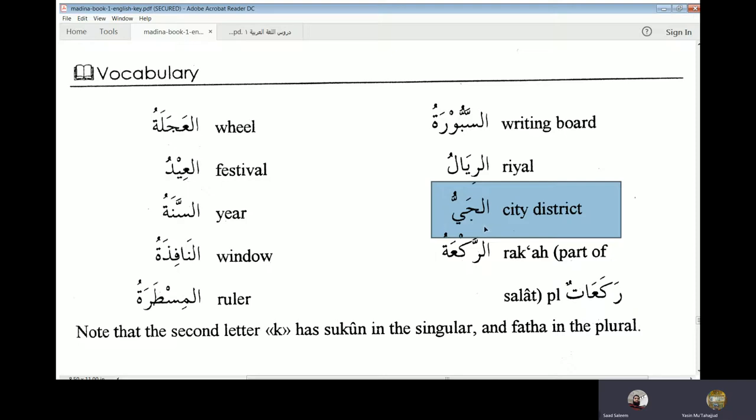And this is Al-Hayyu. This is a mistake here. The word is Al-Hayyu. Let me correct that in the book. Well, that's how it is in the book. Al-Hayyu. And then we have Al-Hasanatu, which is here.